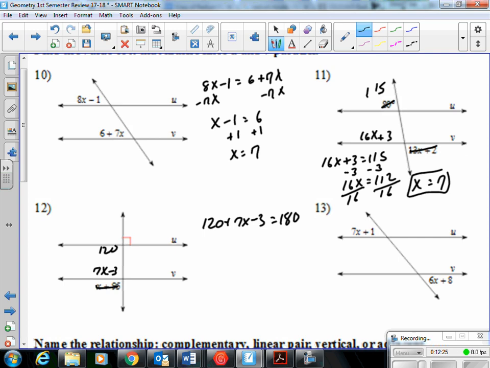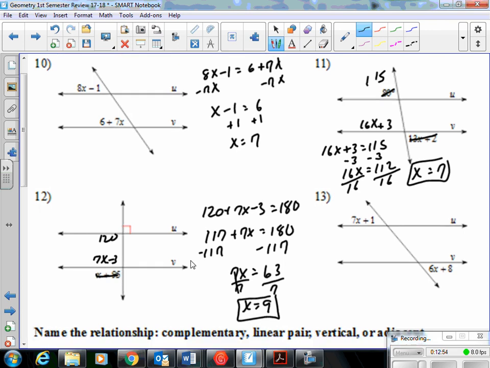So combine the like terms, we have 117 plus 7x equals 180. Subtract the 117. 7x equals 63. Divide by 7. X equals 9.